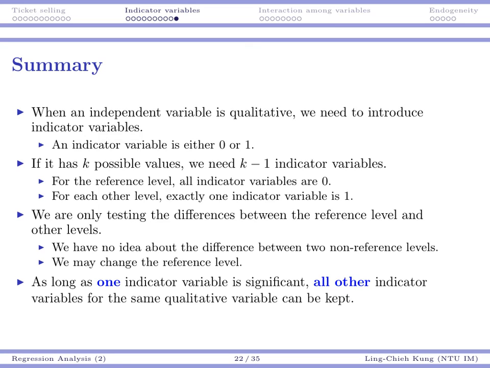Finally, as long as one indicator variable is significant, and we want to keep that indicator variable, we need to keep all other indicator variables from the same qualitative variable. That makes sense, right? Because all those indicator variables together represent one original variable. So if we want to keep one of them, we need to keep all of them so that it provides the full picture. Okay, that's indicator variables.